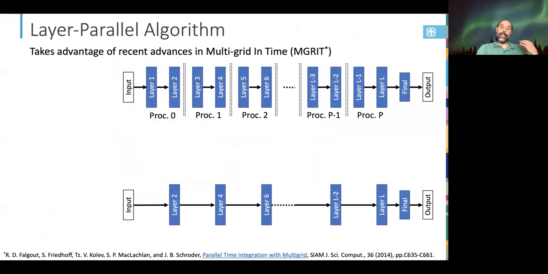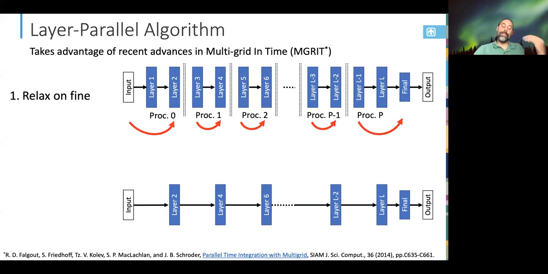So what are we going to do? Well, Stephanie explained this very well in multiple slides. I'm going to do it really quickly in one slide. So the idea is we have a fine level multigrid in time, a fine level residual network, ODE network. And what we're going to do is first relax on the fine level. So we're going to basically do the forward propagation over just your processor local set of layers.